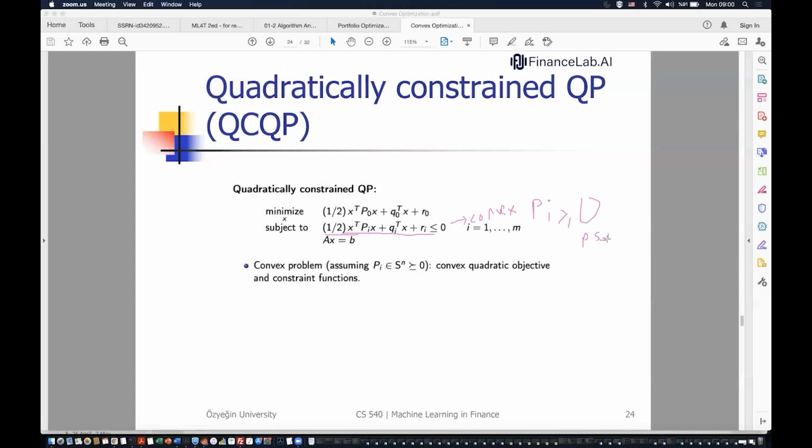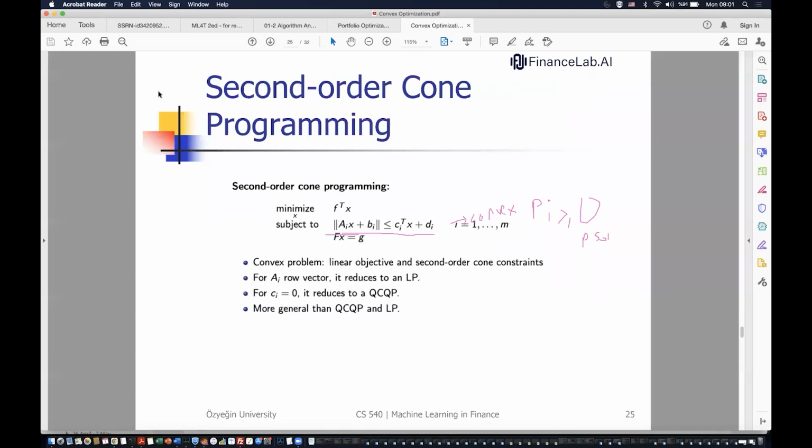And in order for this problem to be convex, all the matrices here, starting from P0 in the objective, as well as the Pi's, P1 up to PM in the constraints, should be positive semi-definite. In this case, again, the problem is convex and an optimal solution can be found.